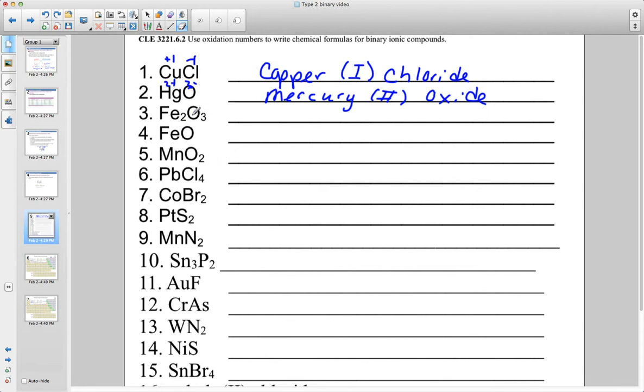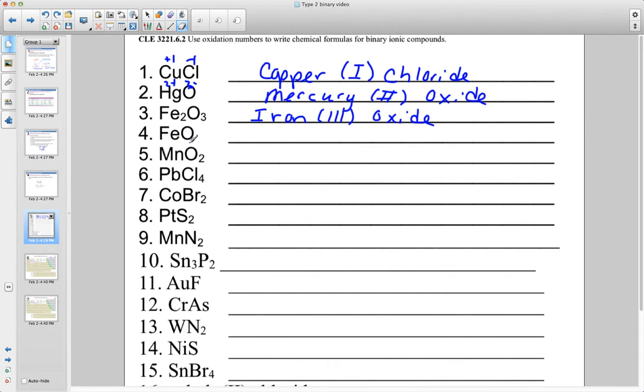Okay, this is going to be another crisscross. I know that this is a 2 minus. That's where this comes from. So this must be iron 3, so iron 3 oxide.